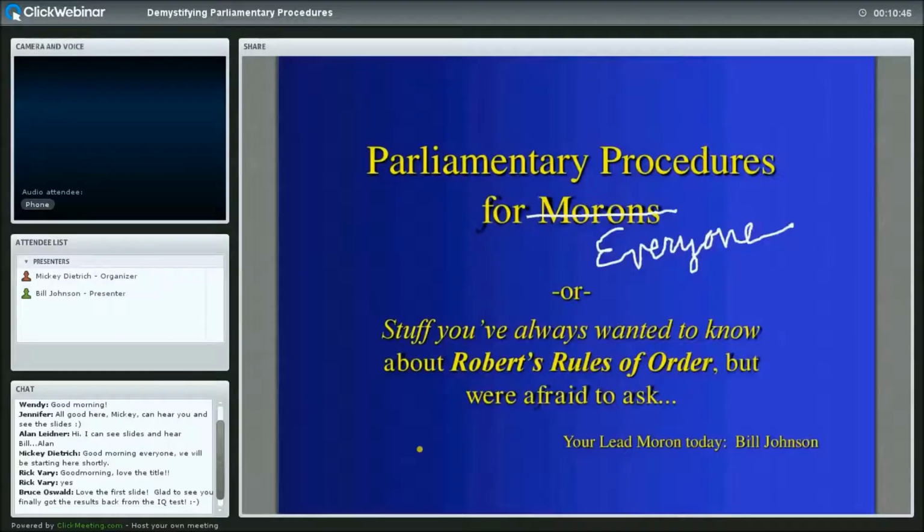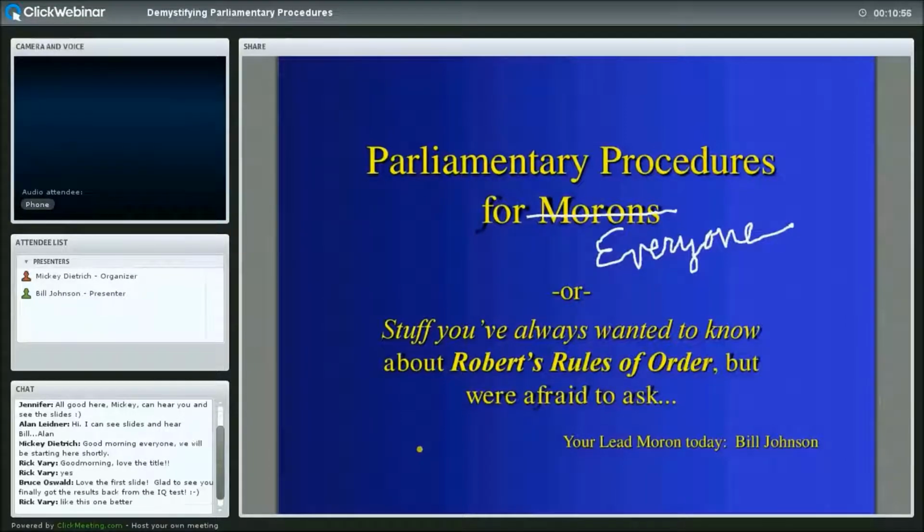Not PC enough, so we called it Demystifying Parliamentary Procedures. But I'm the type that likes to be a little self-deprecating on some of these things. So it's my experience that in lots of organizations that purport to use Robert's Rules, they don't use them properly, they don't use them correctly.